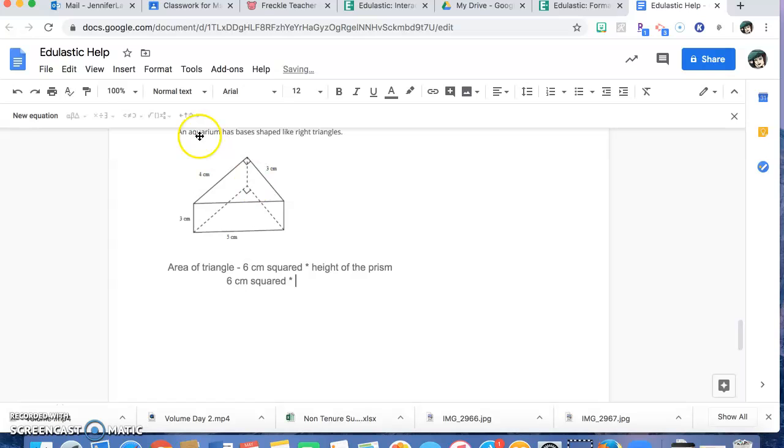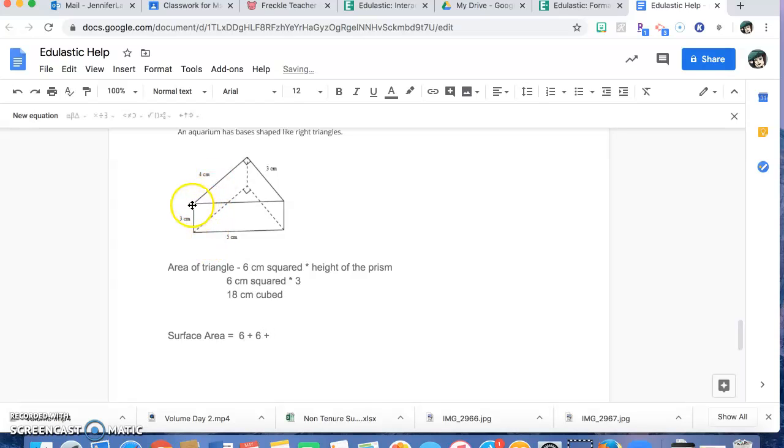So 6 centimeters. So here's the triangle on the top. Here's one on the bottom. The line that connects them is right here. So 6 times 3. So your volume is 18 centimeters cubed. Then it wants the surface area. Well, you know, one triangle is 6 centimeters. The other triangle is 6 centimeters.